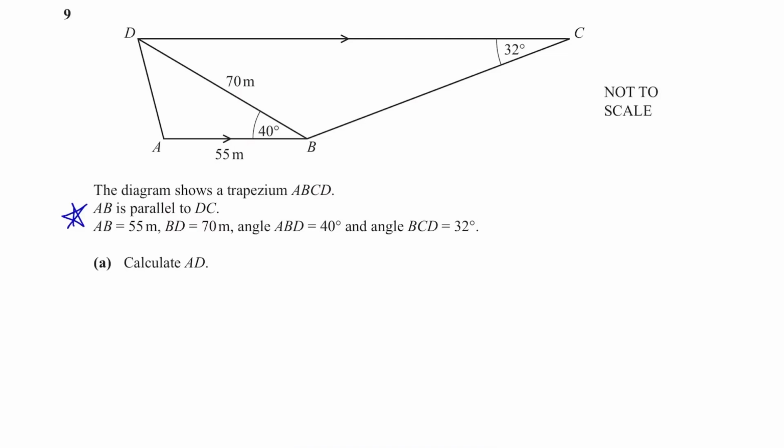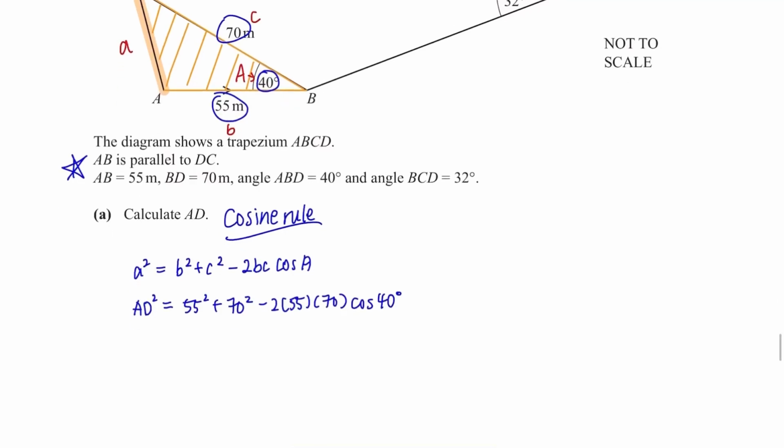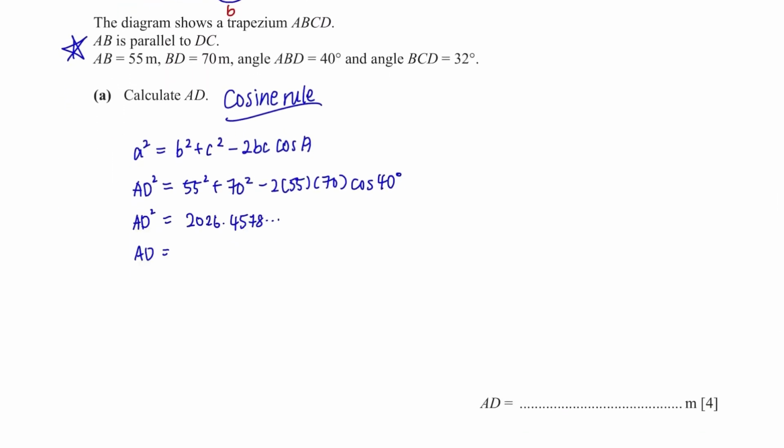Part A. Calculate AD. There's a triangle ABD here. We know the length of two sides and the angle between the two sides, so we have to use the cosine rule. This is the cosine rule. In case you're not sure what these letters stand for, it's this. Substitute the values. Simplify them. Show all your workings and the answer is 45.0, correct to three significant figures.